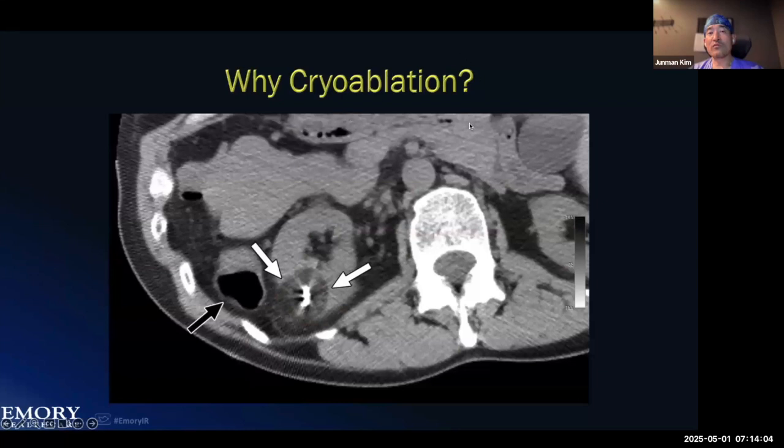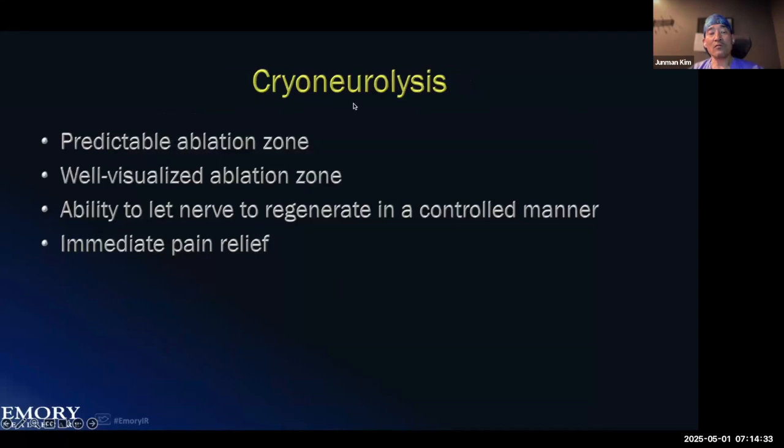And why do we prefer cryoablation? This is a picture of a cryoablation of a kidney mass. You can definitely see the cryoprobe right in the middle, and the ice ball shown in the CT scan. In areas with a critical structure like colon, cryoablation definitely has an advantage because you can just visualize the margin. So cryoneurolysis has a predictable ablation zone, a well visualized zone, and also the ability to let the nerve regenerate in a controlled manner. Compared to other modalities, microwave or alcohol or radio frequency, it also gives immediate pain relief.